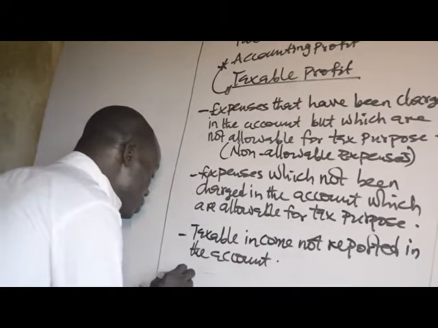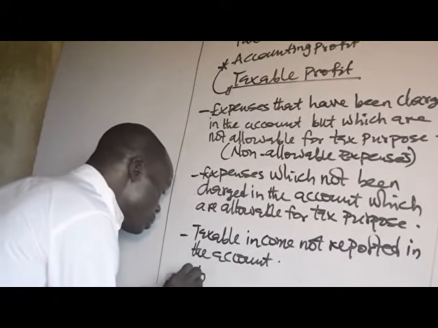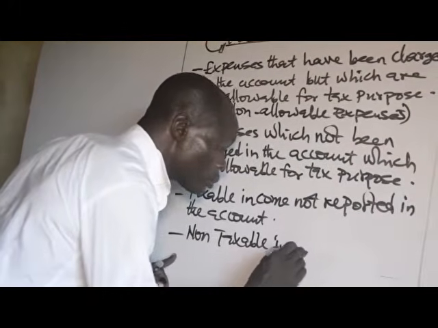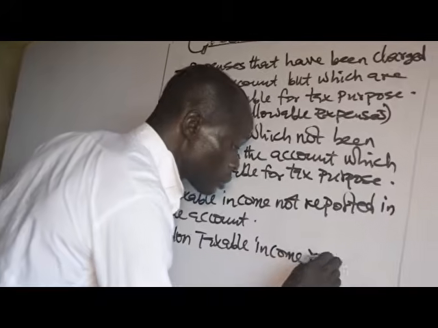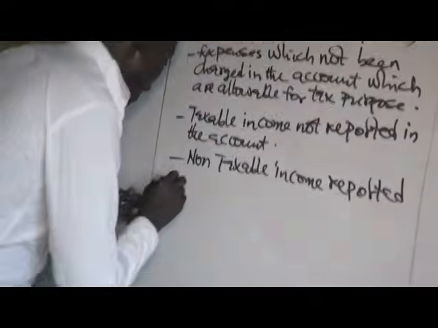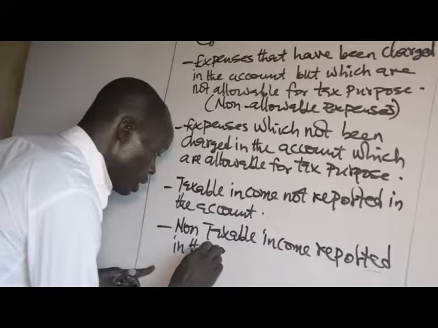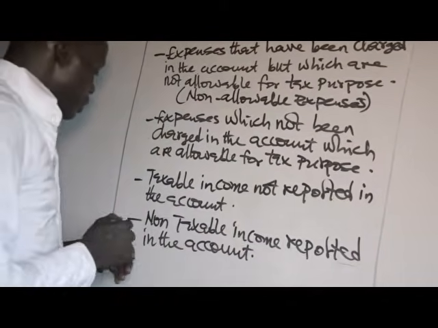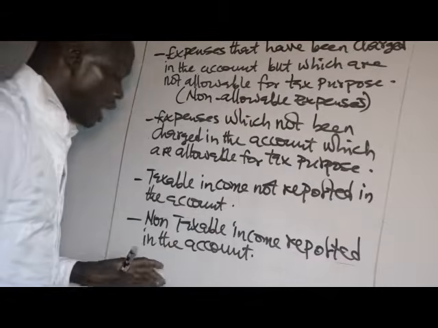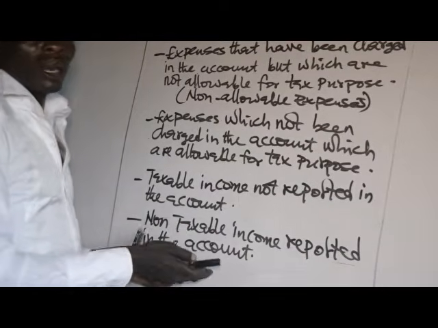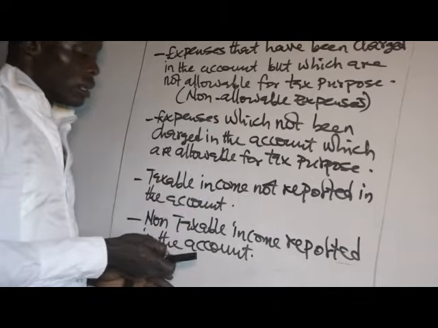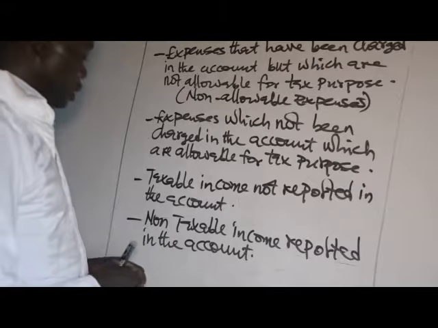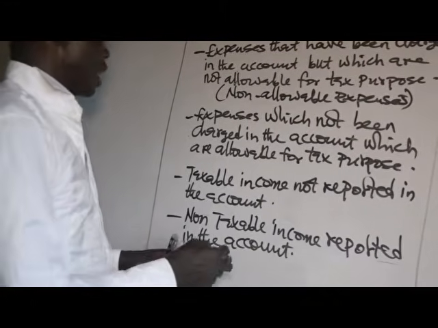Then we also have non-taxable income reported in the account. This income is not acceptable for tax purpose. It is not taxable, but it has been included in the net profit figure as reported in the account. We call them non-taxable income reported in the accounts.